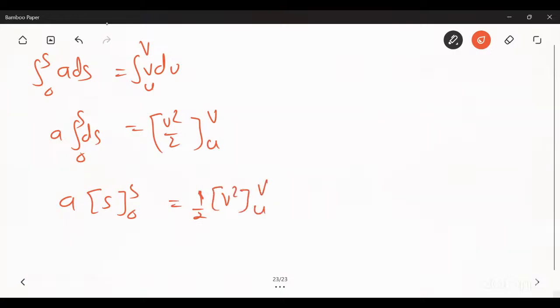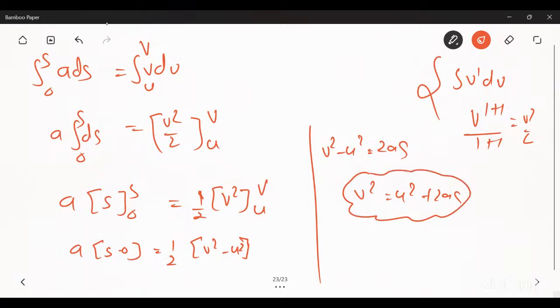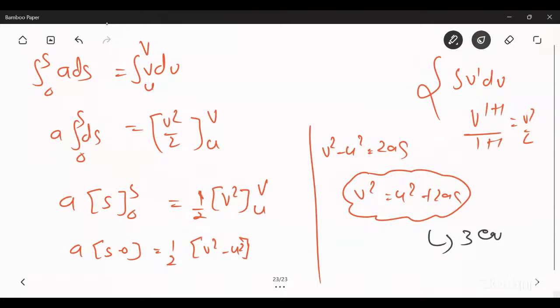Integration of v dv means v to the power 1 plus 1 upon 1 plus 1, which is equal to v square by 2. So a into (s minus 0) is equal to half into (v square minus u square). So v square minus u square is equal to 2as. So v square is equal to u square plus 2as, the third equation of motion. That was your third equation of motion.